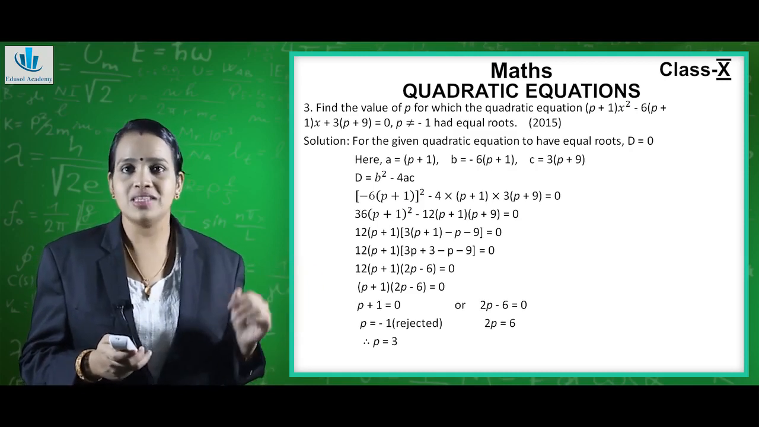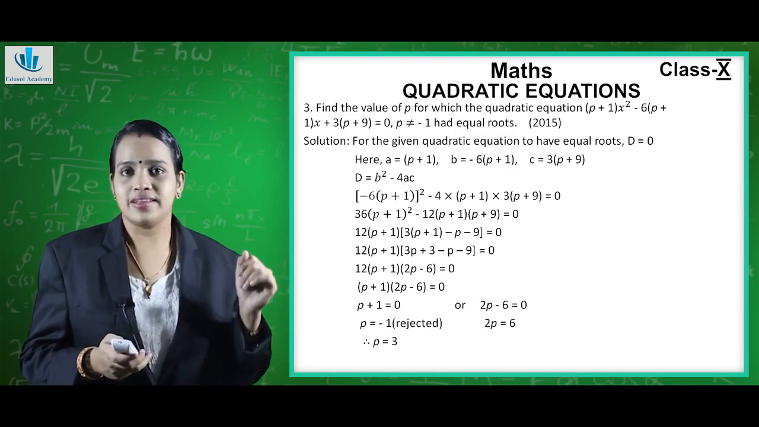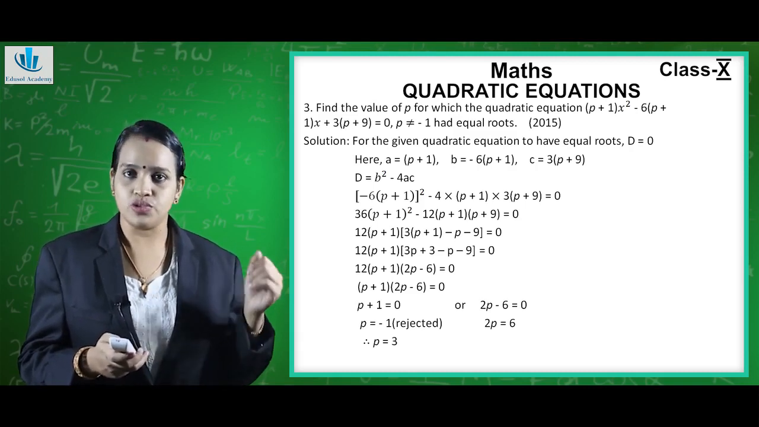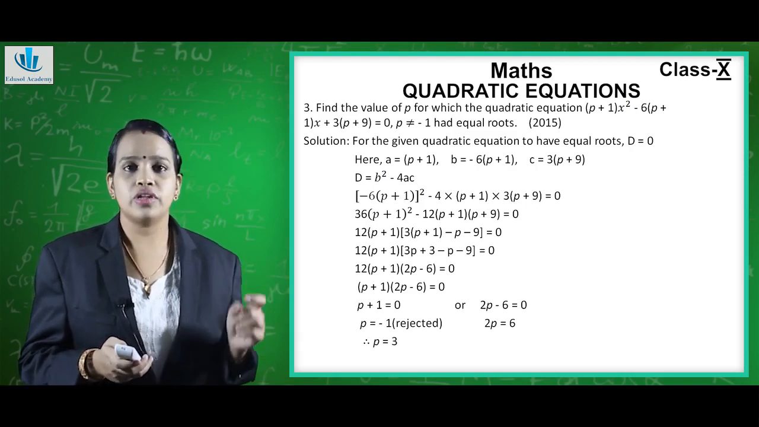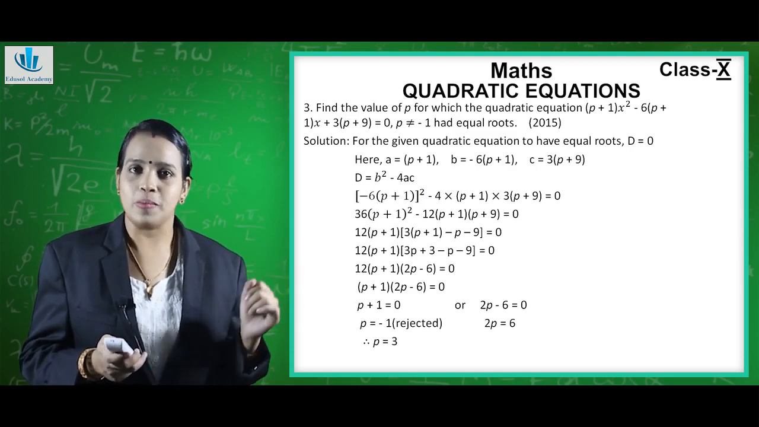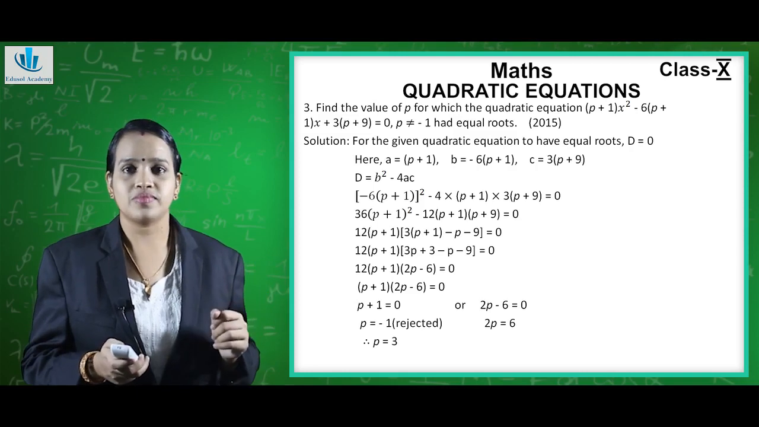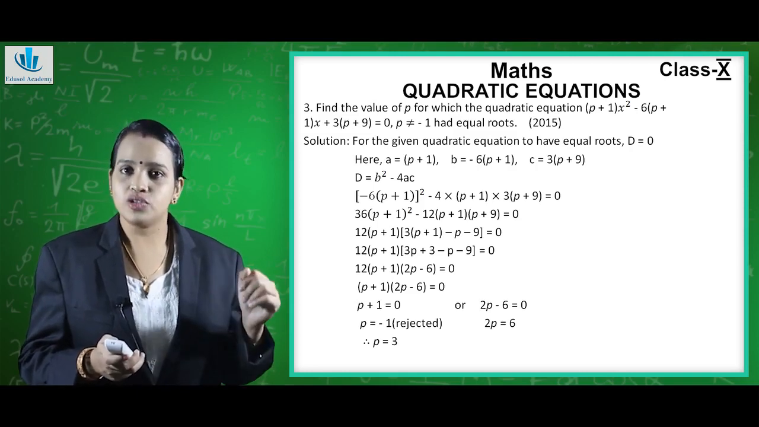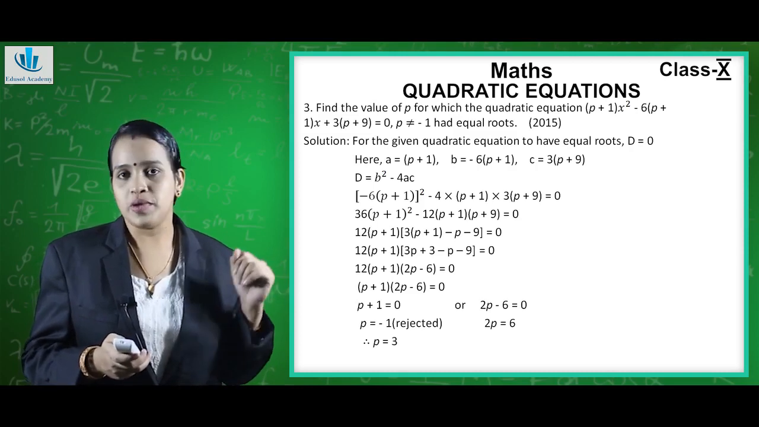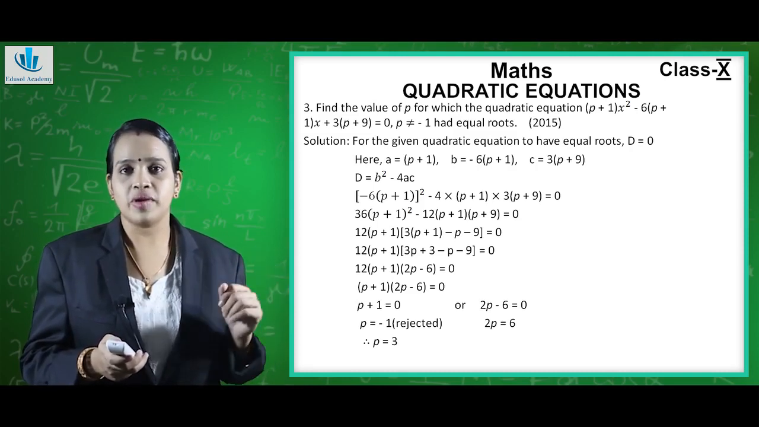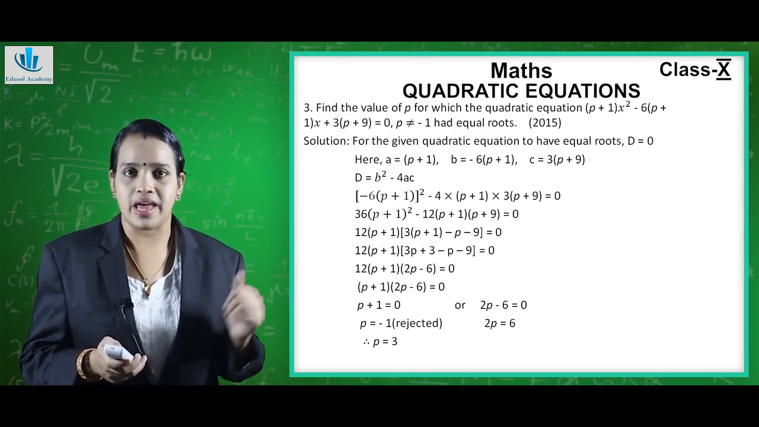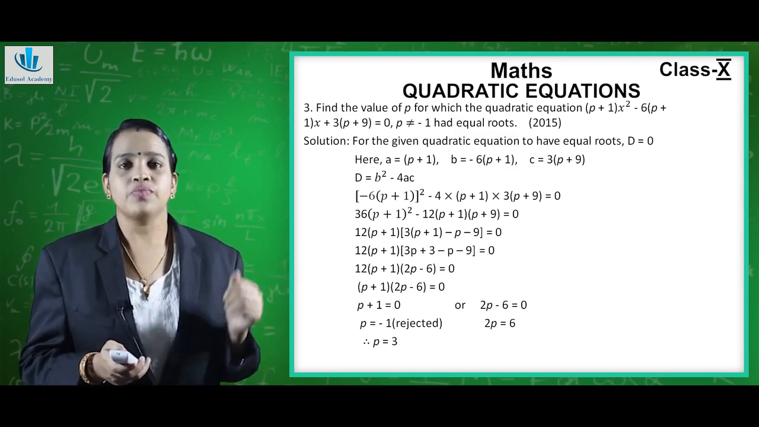Now we can solve this. So minus 6 raised to 2 becomes 36 into (p plus 1) whole raised to 2, minus 4 into 3 gives 12, so 12 into (p plus 1) into (p plus 9) equal to 0. Now we can take 12 into (p plus 1) as common. So 12 into (p plus 1) into what remains? 3 into (p plus 1) minus (p plus 9), which is equal to 0.